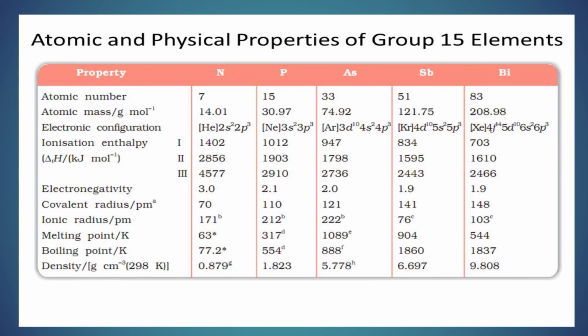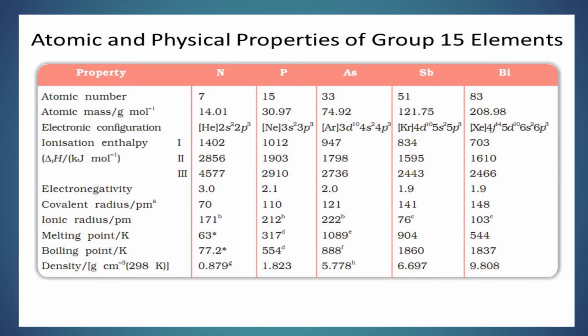So here in this table you can see the atomic and physical properties of group 15 elements, the variation of different properties with the elements: boiling point, melting point, atomic number, atomic masses, electronic configuration, ionization enthalpy, electronegativity, covalent radius, atomic radius or ionic radius as well. And from this table we can also say that the density of group 15 elements increases as we move down the group. Density increases because atomic mass increases.